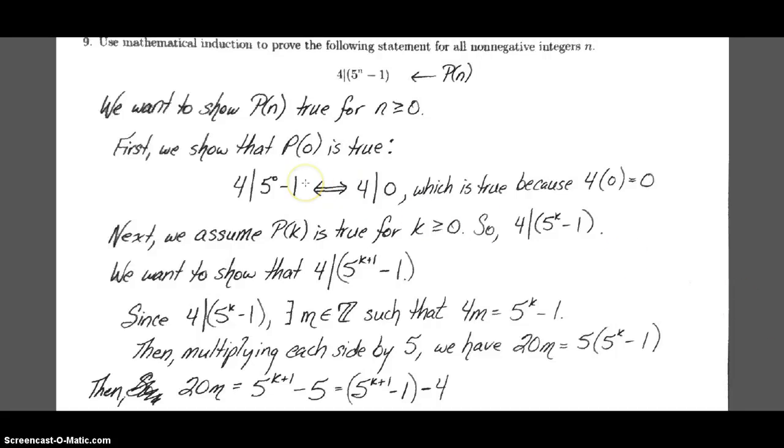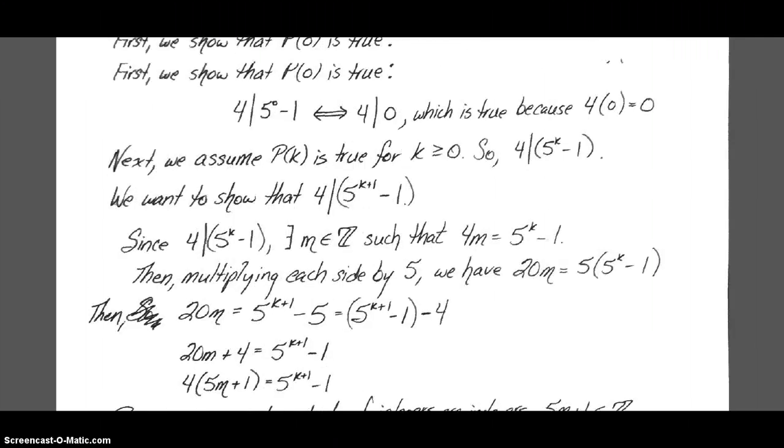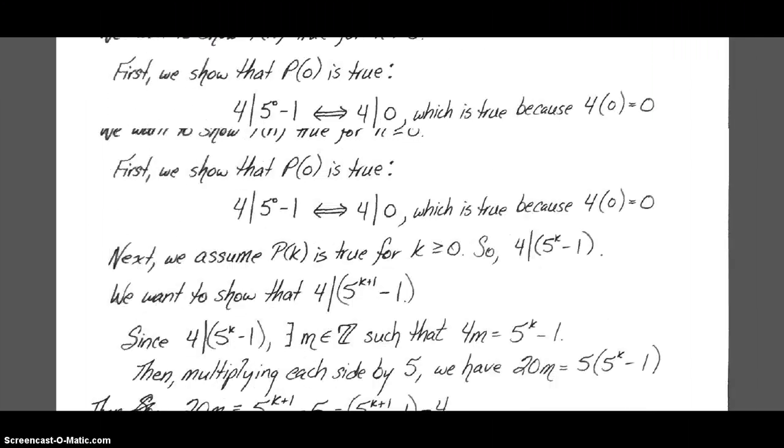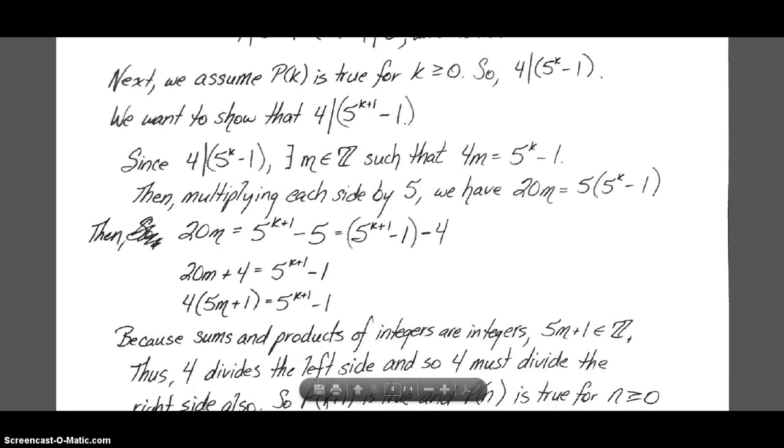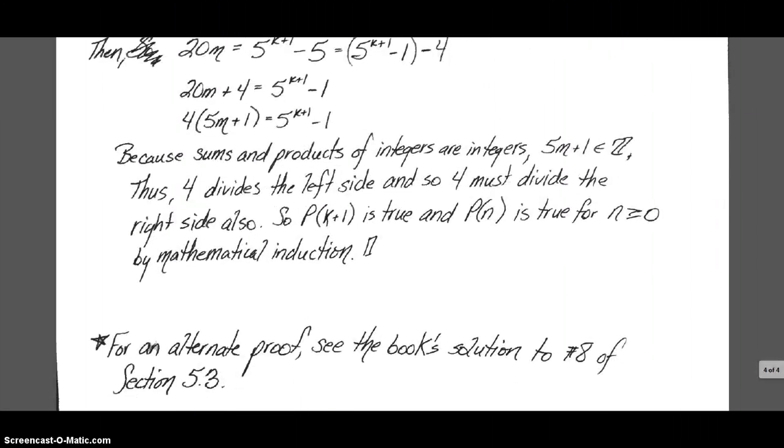A few different ways to do this. We actually did a similar one in class, I believe, by factoring out the 5, and so you can take a look here at an alternate way to do it. Actually, you can look at how I did this one with the original base step, and then down the inductive step. But if you want to see an alternate proof, there is a book solution to number 8 of section 5.3.